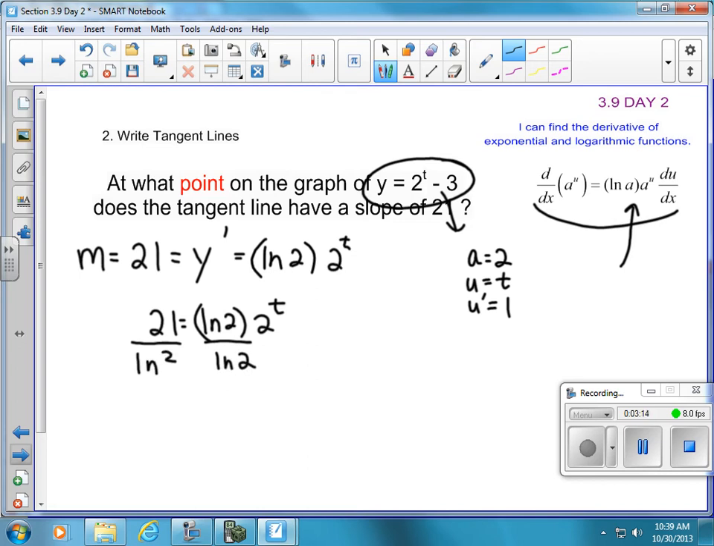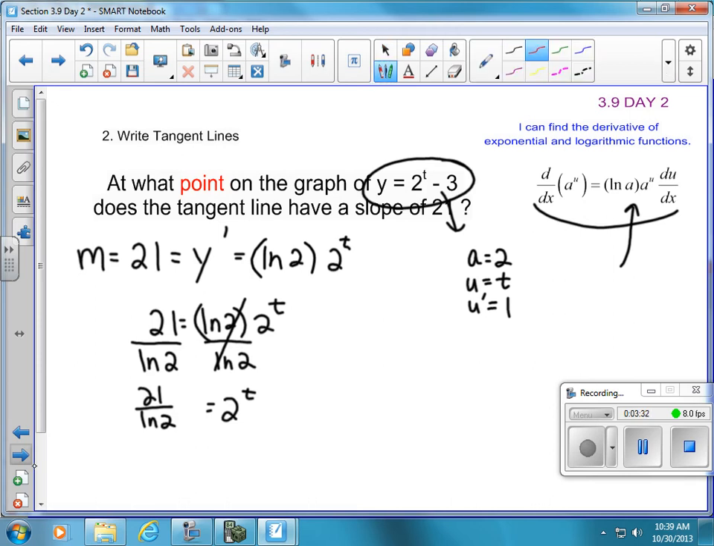All right, we get some number here. We have 2 to the t equals 21 over ln of 2, which is some number. Now, I like to leave this in this format because it's more accurate.